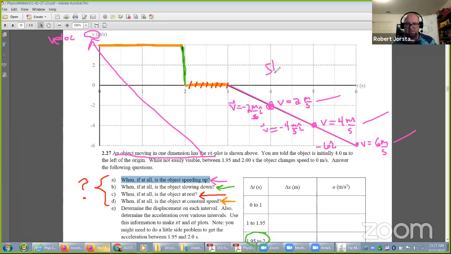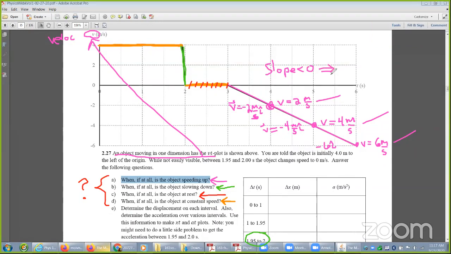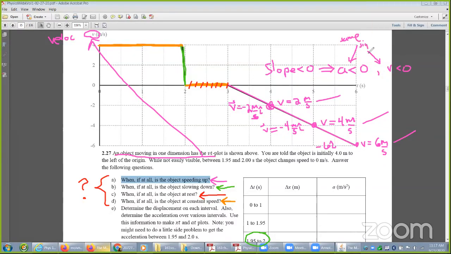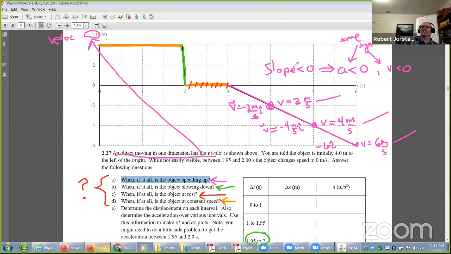Here's another way to look at it. Over here, do you agree the slope is negative? The slope of the purple line? Yeah, the pinkish whatever color. And do you agree that the slope on a VT is acceleration? Acceleration is negative, but also velocity is negative. We see that same sign. And so whenever they have the same sign, you're speeding up. Okay. Is that helping a little bit? Yeah.